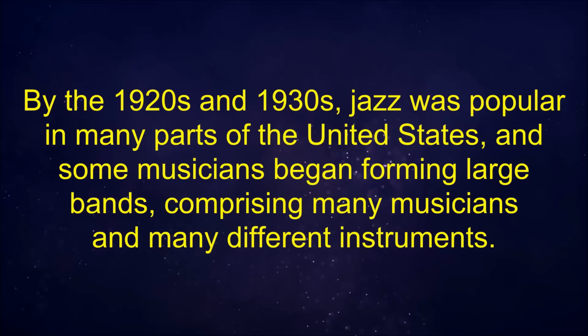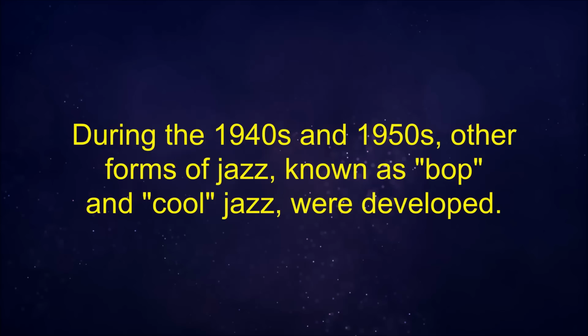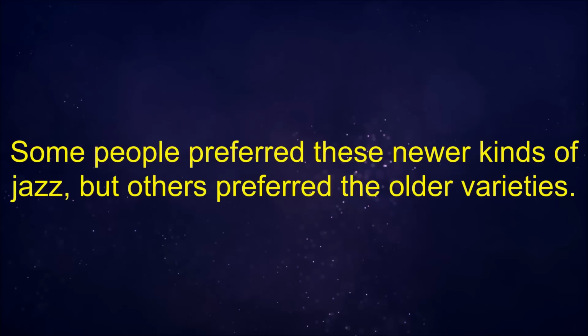By the 1920s and 1930s, jazz was popular in many parts of the United States, and some musicians began forming large bands, comprising many musicians and many different instruments. This began the period known as the Big Band era, when a popular form of jazz known as swing music was played. During the 1940s and 1950s, other forms of jazz known as bop and cool jazz were developed.